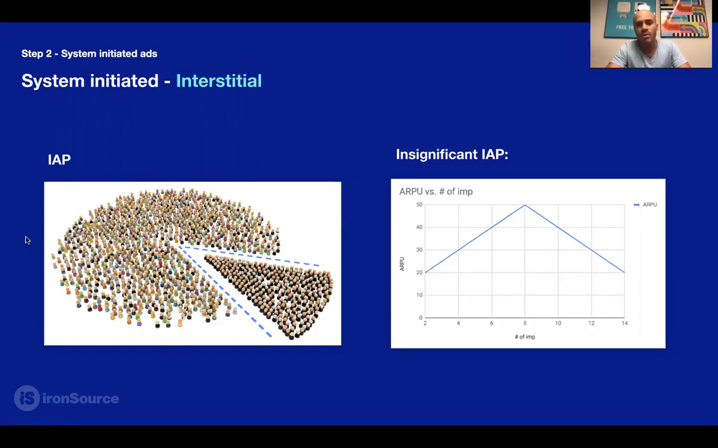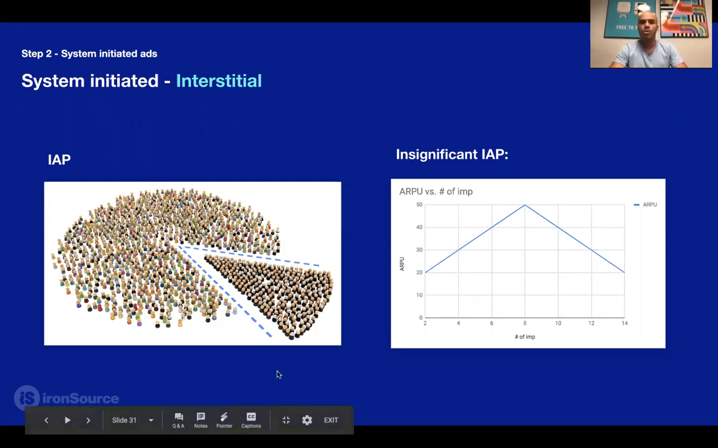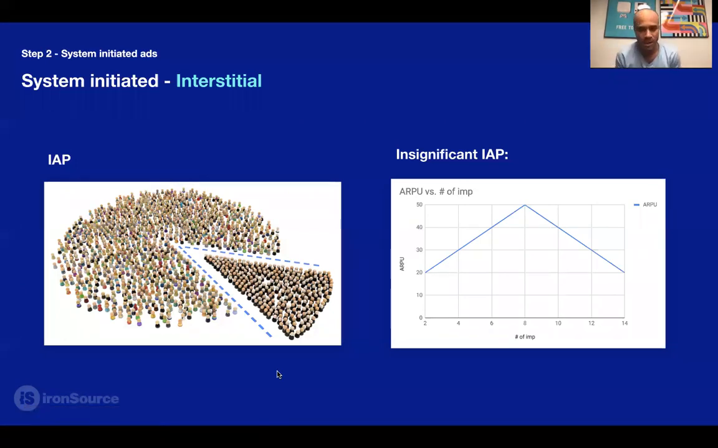And therefore, what I recommend for IAP games is to consider using interstitial only for a specific pie of your users. If you remember right, we said that half of your users will not generate any revenue for you, not from the IAP, not from offer wall, and not from rewarded video. And your only way to monetize these users is by showing them system-initiated ads. So this is one option for IAP.